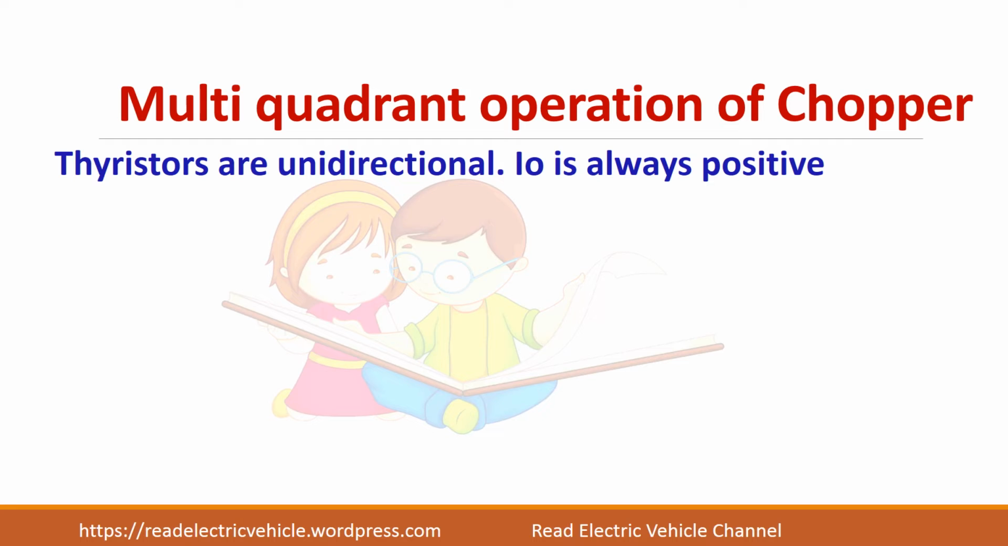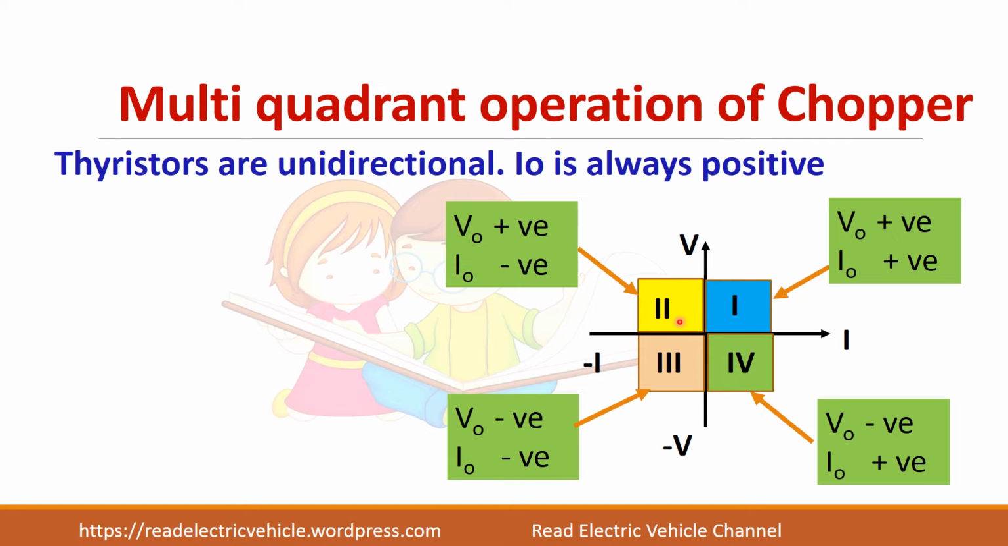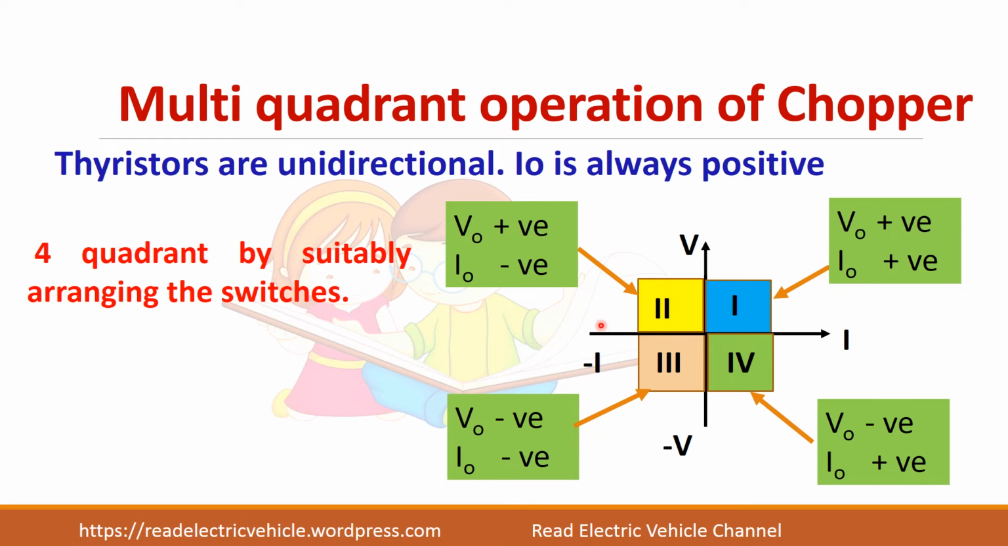A chopper can be made to operate in one quadrant or all four quadrants. The first two quadrants of operation you get when the current is positive, and in the other two quadrants the current will be negative. Thyristors are unidirectional devices, so I0 will always be positive. If you want the second and third quadrant operation also, you have to change the direction of the switches. So you can get all four quadrant operation.